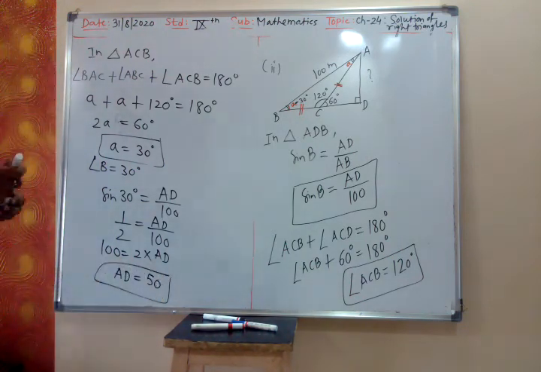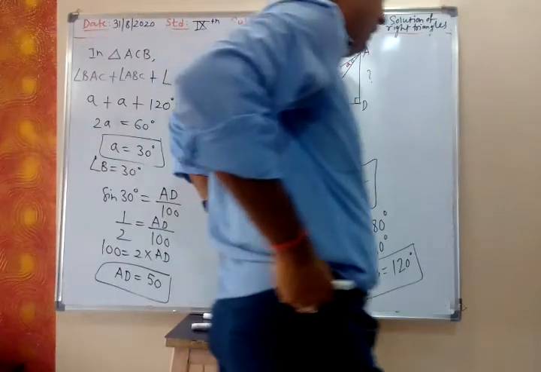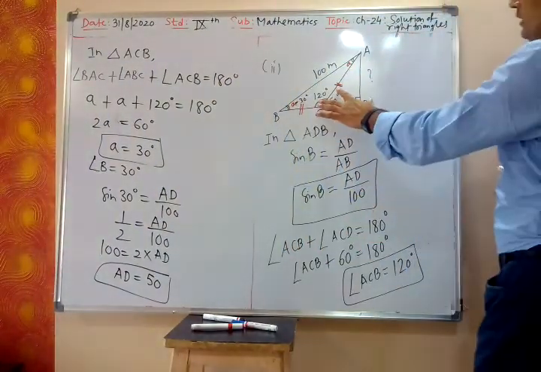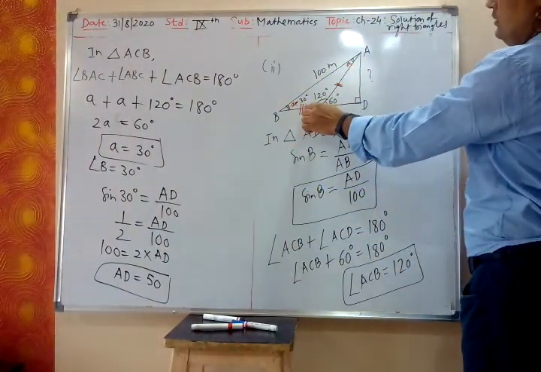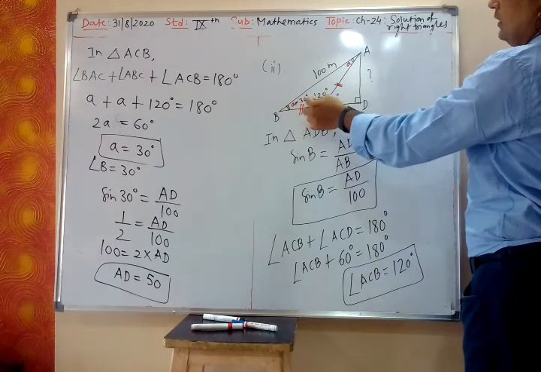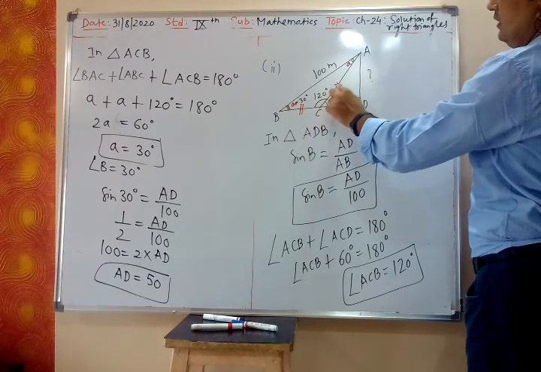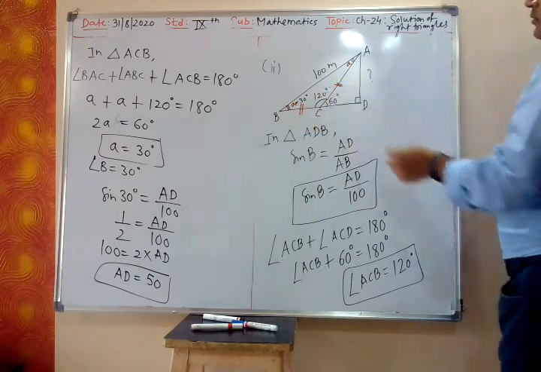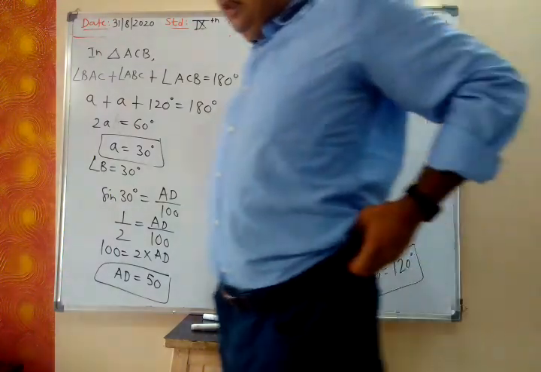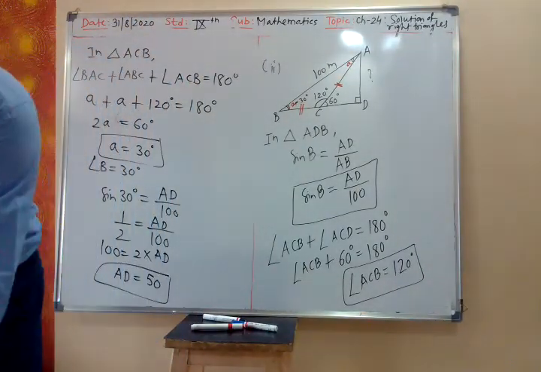So in this we have used the concept of isosceles triangle also, that in an isosceles triangle the angles opposite to equal sides are also equal. If these two sides are equal, then their opposite angles are also equal. Then the sum of all the angles of a triangle is 180 degree. That concept we have used.